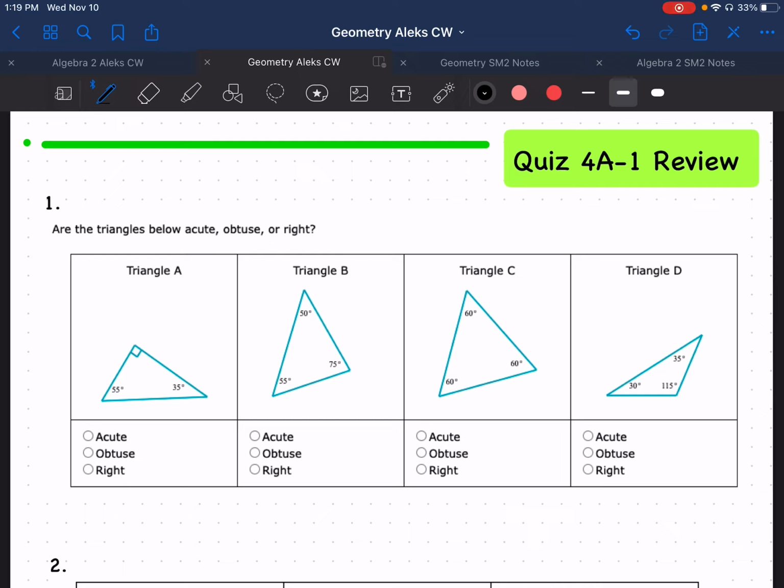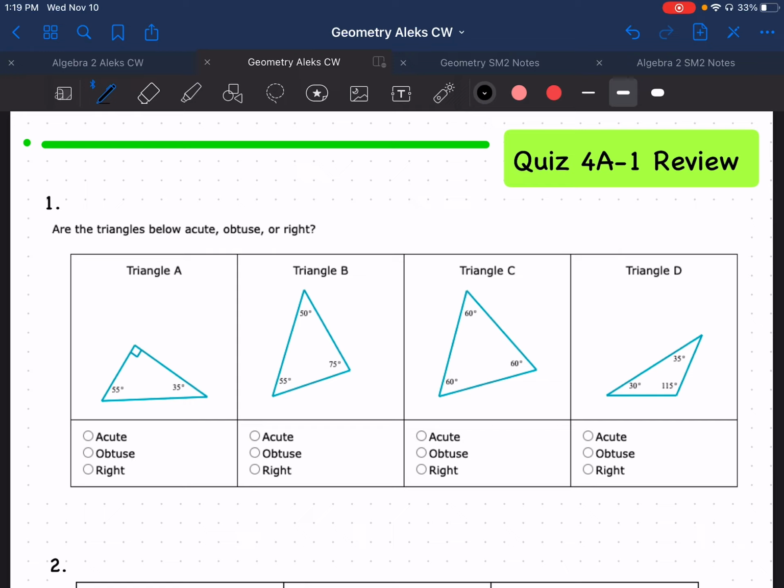So just remember, when you're looking to see if it's acute, you want all of the angles to be acute, which means they all need to be under 90 degrees. When your triangle is obtuse, you need one obtuse angle. That's one angle that is bigger than 90 degrees, but less than 180 degrees. And for your triangle to be a right triangle, you need to have a 90 degree angle. Remember, most of the times when we mark a 90-degree angle, we mark it with a box in the corner.